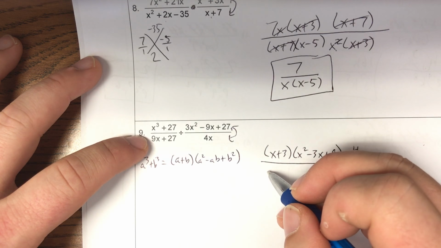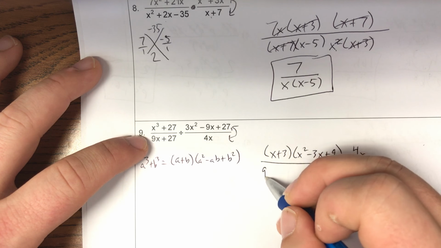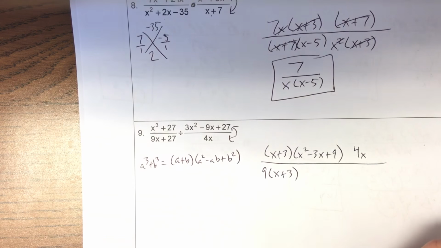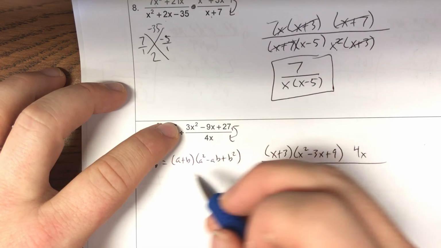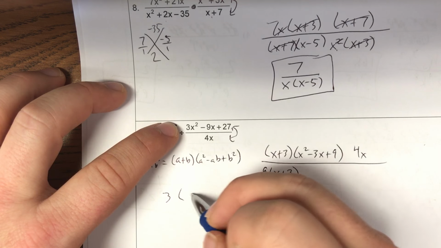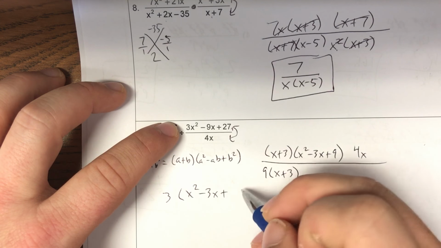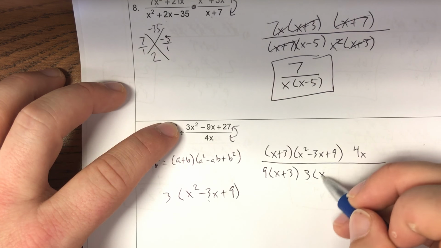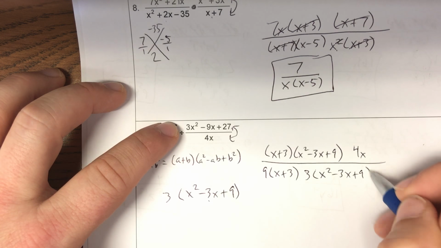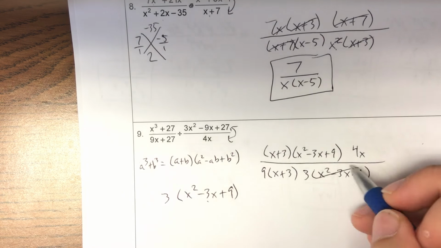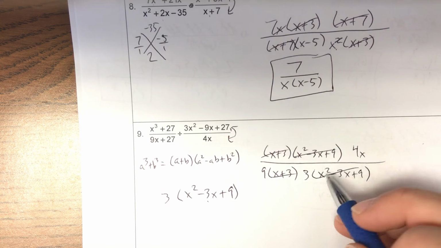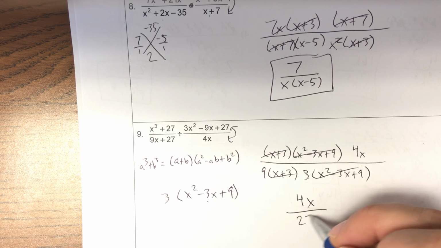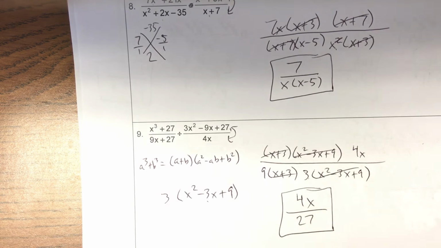On this one, I can take out a 9, and I'm left with x plus 3. And then that one, I can take out a 3, and so I'll show that work down here, and we're left with x squared minus 3x plus 9. Nothing multiplies to 9 and adds to negative 3, so that's going to be it. And so that cancels out, that cancels out. I've got 4x over 9 times 3 is 27. That can't be simplified any further, so it's done.